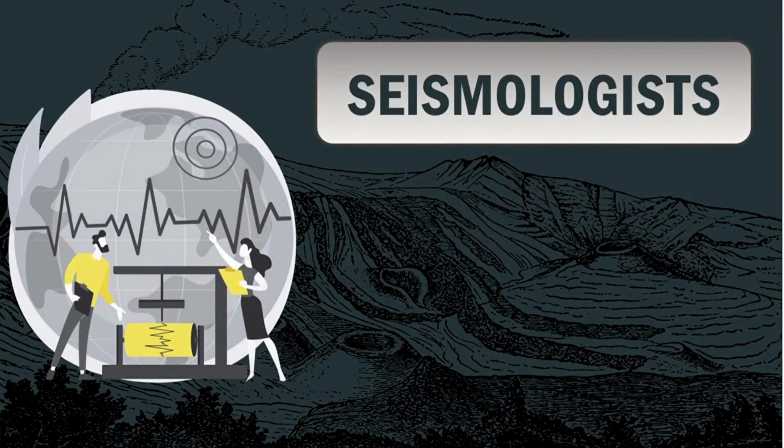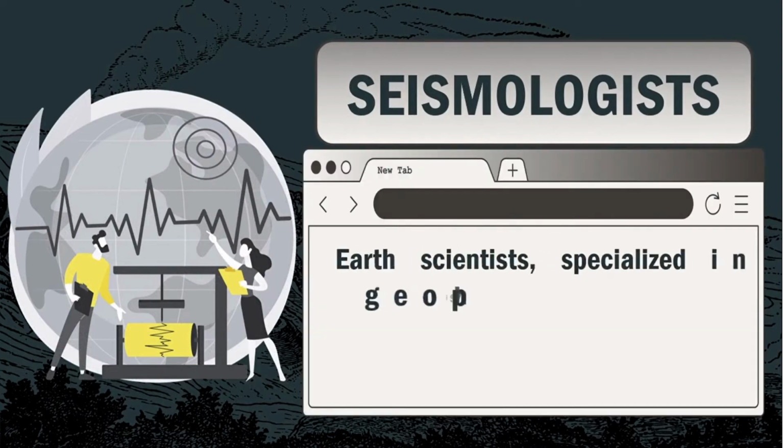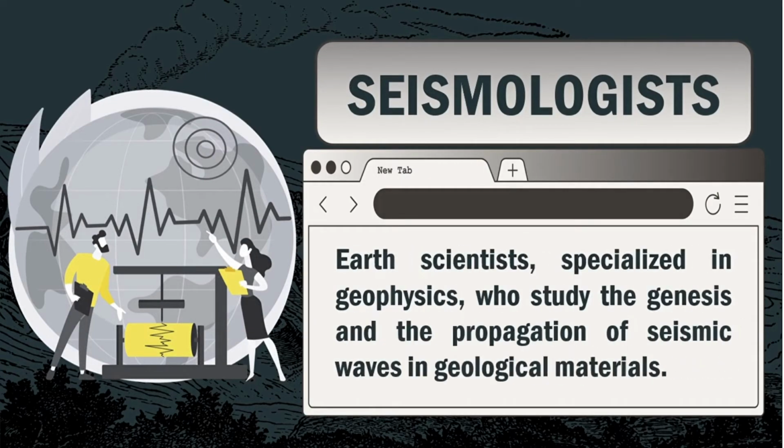Let's start with seismologist. Seismologists are earth scientists, specialized in geophysics, who study the genesis and the propagation of seismic waves in geological materials. The fundamental work of a seismologist is to locate the source, the nature, and the size, magnitude, of these seismic events.